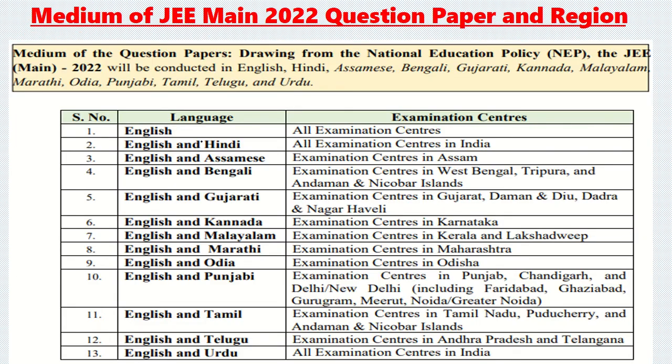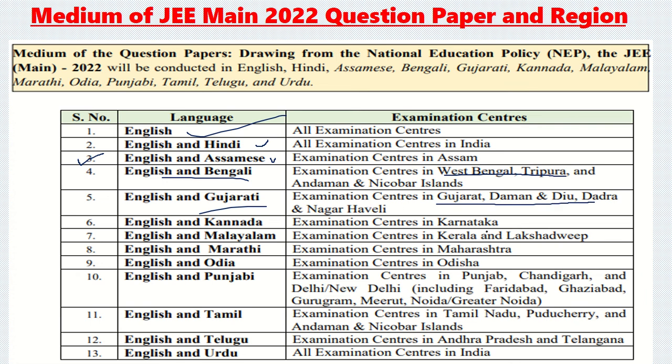Now the last one is the medium of the question paper and their regions. First one is English language. The medium of the question paper will be English for all the examination centers. Then English and Hindi, all examination centers in India. Then English and Assamese, for examination centers in Assam. Then English and Bengali, the regions are West Bengal, Tripura, Andaman and Nicobar Island. Then Gujarati, it is Gujarat, Daman and Diu, Dadra and Nagar Haveli.